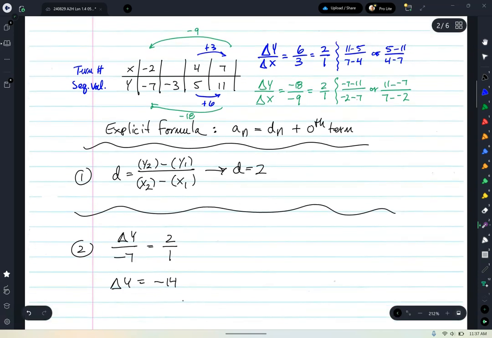What term number is this? That's the 0th term. Huge play by Jack.